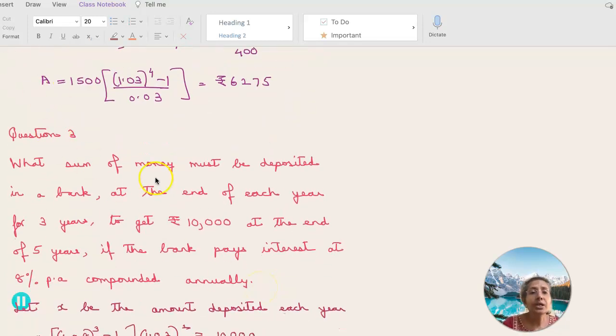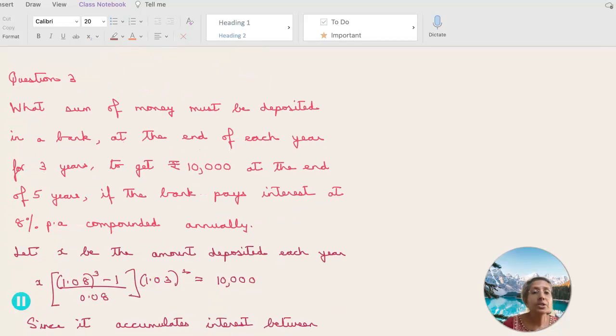We do one more problem on amount. What sum of money must be deposited in a bank at the end of each year for 3 years to get rupees 10,000 at the end of 5 years if the bank pays interest at 8% per annum compounded annually? So if x is the amount deposited each year, we have x into (1.08 cubed minus 1) by i, because the sum is 10,000, and the bank is paying interest at the rate of 8% per annum, compounded annually, so i is 0.08.